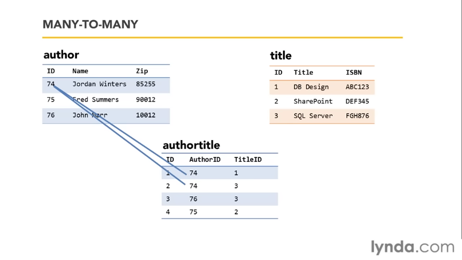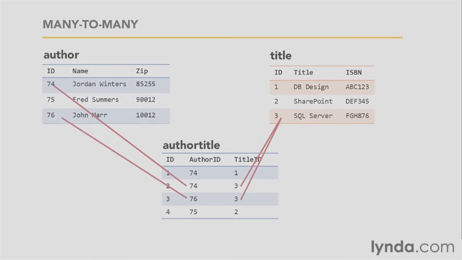Using that, we can go from author to author title, find a title ID, and map it up to the title table. And we can also go the other way. We can take the identity of a title, like number 3, take it back to the author title table to two rows there. It's a one-to-many relationship back the other way. Grab the author ID and follow that back up to the author table. So we are expressing now a many-to-many relationship.